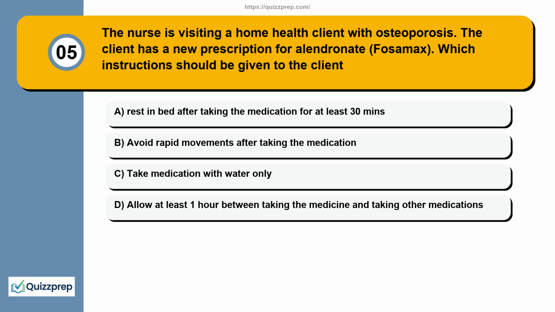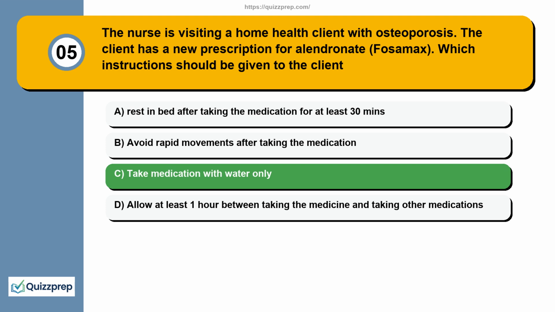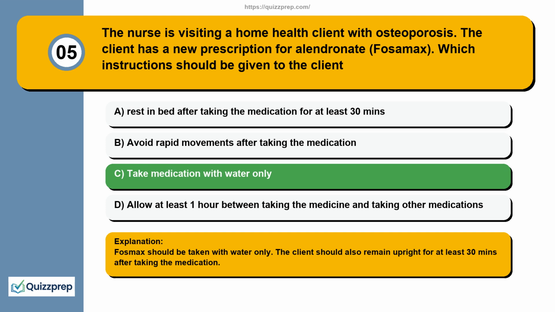Question 5. The nurse is visiting a home health client with osteoporosis. The client has a new prescription for alendronate, Fosamax. Which instructions should be given to the client? Rest in bed after taking the medication for at least 30 minutes. Avoid rapid movements after taking the medication. Take medication with water only. Allow at least 1 hour between taking the medicine and taking other medications. Fosamax should be taken with water only. The client should also remain upright for at least 30 minutes after taking the medication.